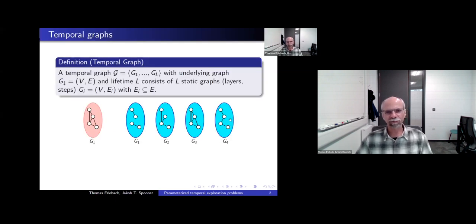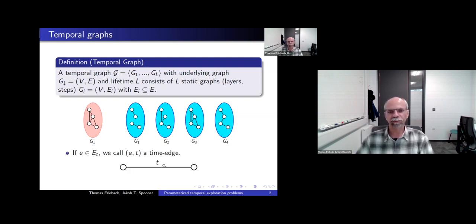The temporal graph model that we're using is the same as in the first two talks you heard this morning, except that I'm not presenting it as edges with a label function, but as a sequence of layers, where each layer is a graph, all of which have the same vertex set, but the edge set in each layer can be different. And the underlying graph is just the union of all the layers.